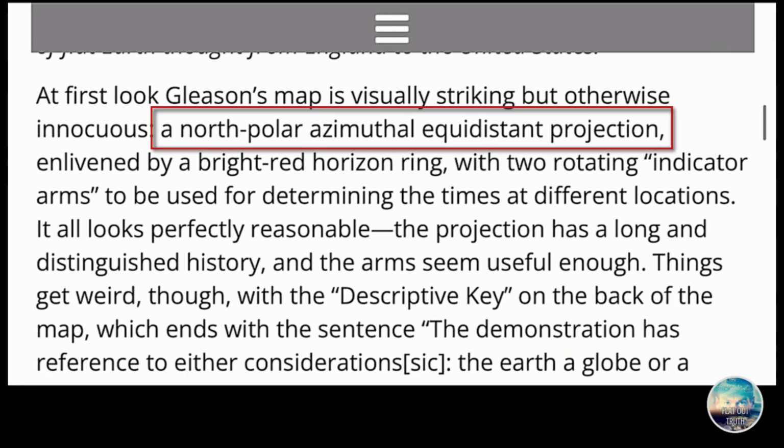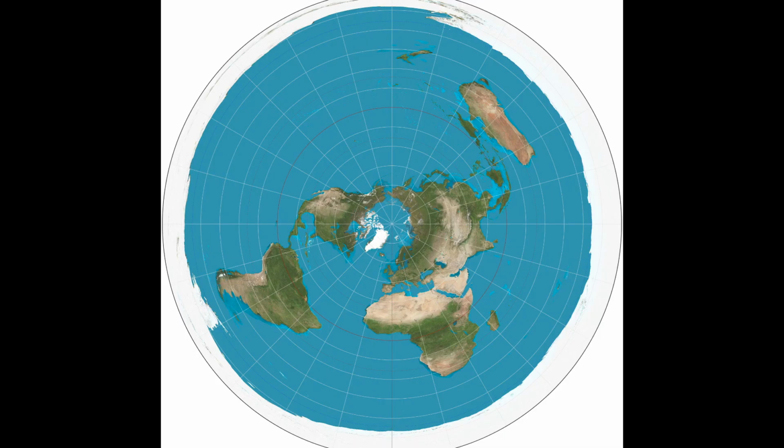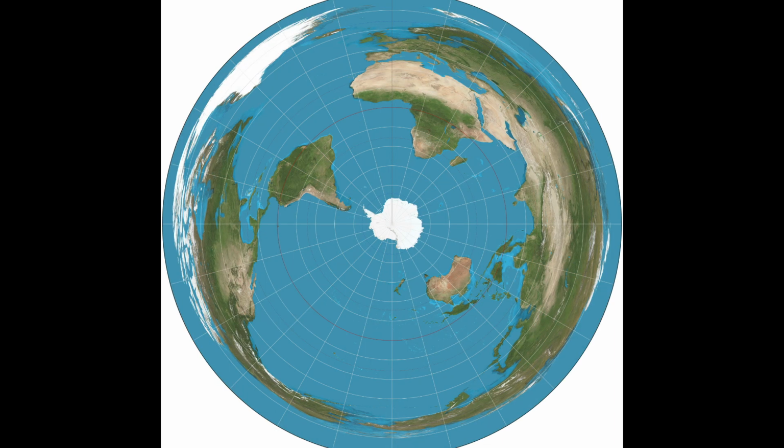It's obvious that Terry didn't understand the text. This part? What about this part, Terry? A North Polar Azimuthal equidistant projection. This is a projection of a globe. Look it up in any dictionary or in Wikipedia or anywhere. And here you have the south version of that. So this is a south polar azimuthal equidistant projection.